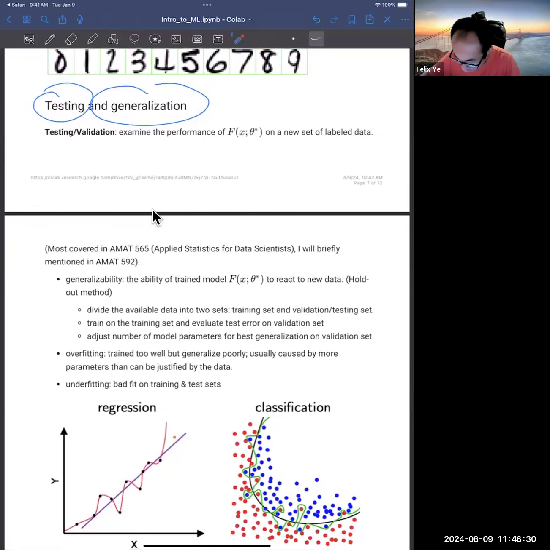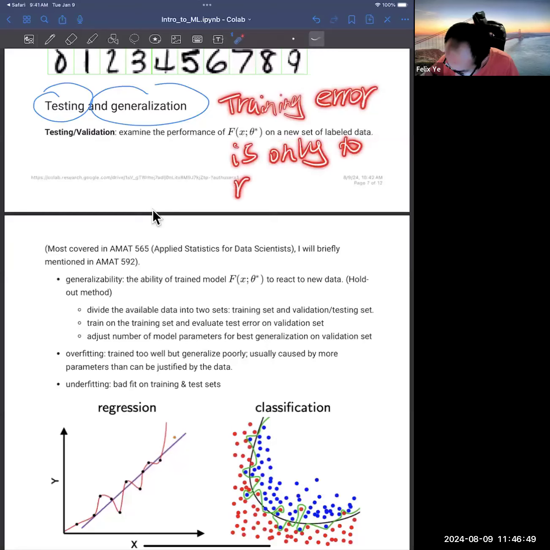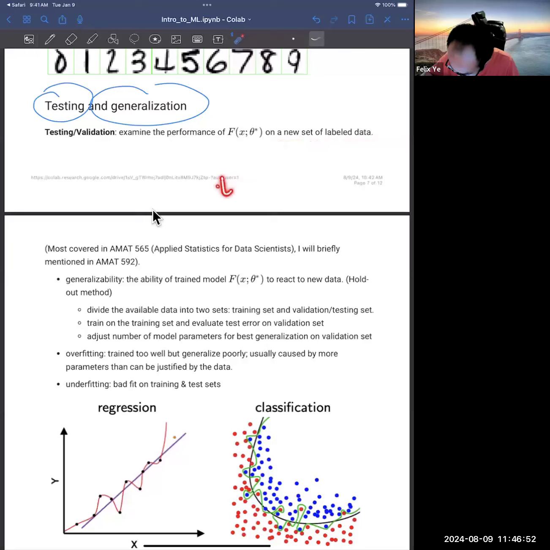You need to examine the performance of this optimal f of theta on a new set of labeled data. You cannot just use training error. Training error is only to train, it is only to find the optimal theta star. It doesn't mean the function that you learn is the one that you want.